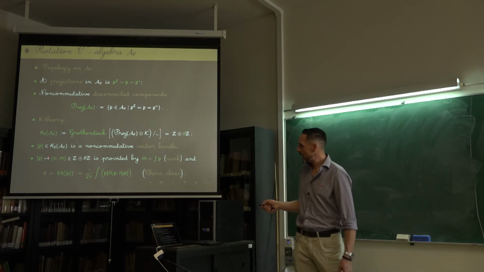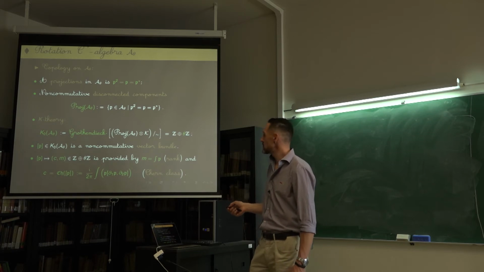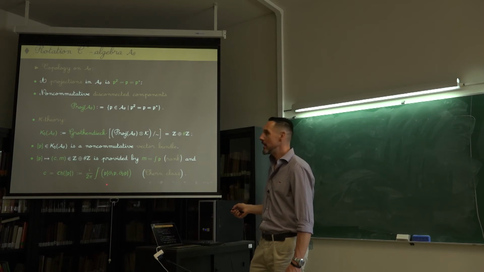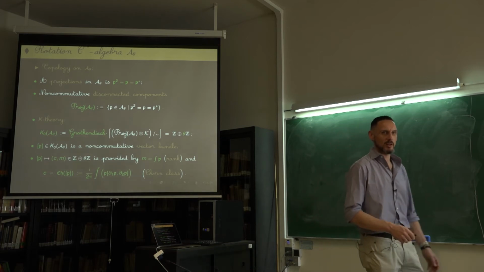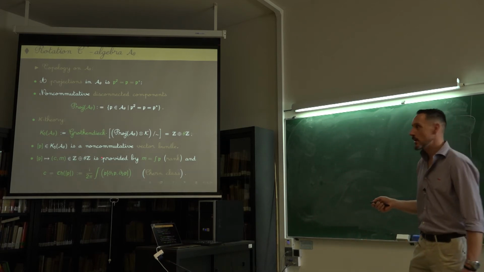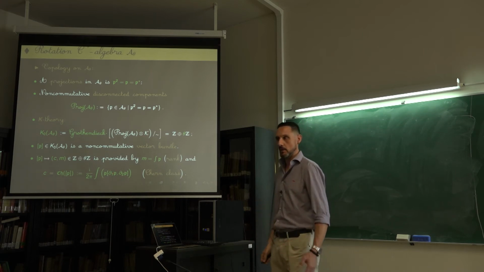And the second element which classifies the projection is the Chern class. Because I have an integral and I have a derivative, I can construct a non-commutative curvature, I can integrate it, and then I have an integer. This integer is called the Chern class of my projection. The fact that this number is an integer is not trivial, it's a theorem.